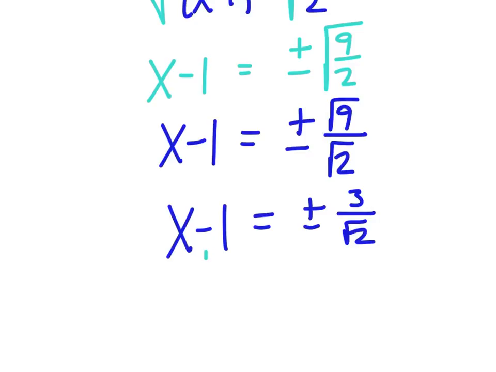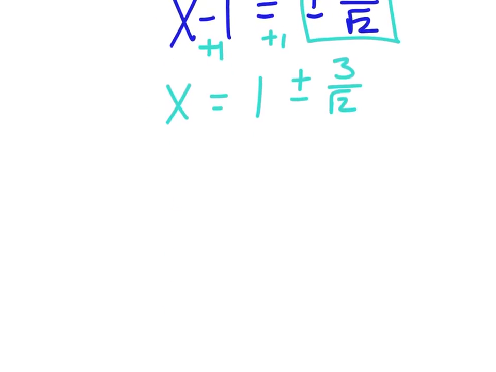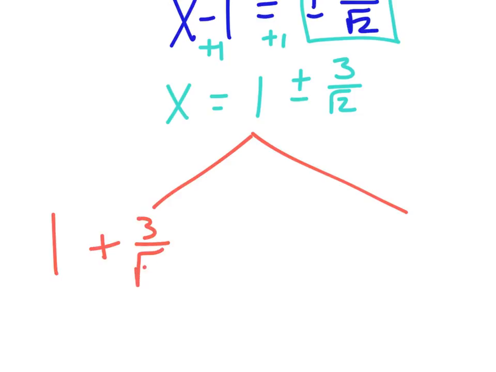I don't know the radical 2, so I'm going to leave it. And then I'm just going to add this one to the other side. And remember, these are married to each other. You can't break those up. So I'm going to get x = 1 ± 3/√2. So I just want to remind you that I'm getting 2 answers. I'm getting 1 + 3/√2 and 1 - 3/√2. And again, those are my zeros.